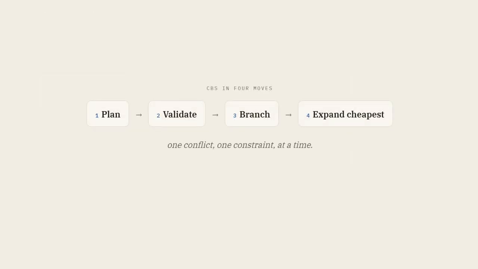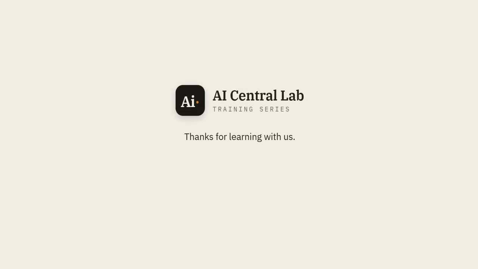So, to recap, CBS in 4 moves: plan, validate, branch, and expand the cheapest node. One conflict, one constraint at a time. That's conflict-based search, optimal, complete, and elegantly simple.